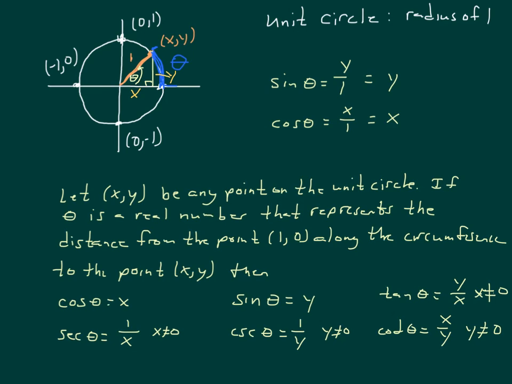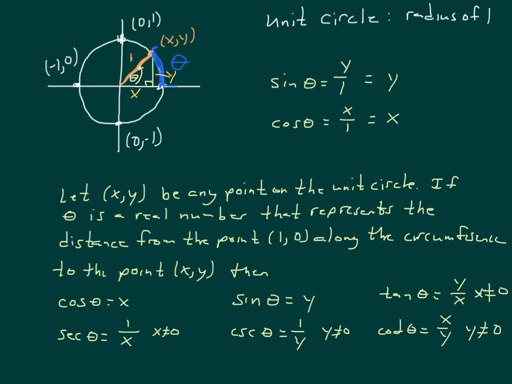Tangent of theta is y over x, because we've dealt with that from one of our previous definitions. And x does not equal 0 here, because we can't have a 0 on the bottom. The secant of theta we know is the reciprocal of cosine, so that's going to be 1 over x, where x does not equal 0.